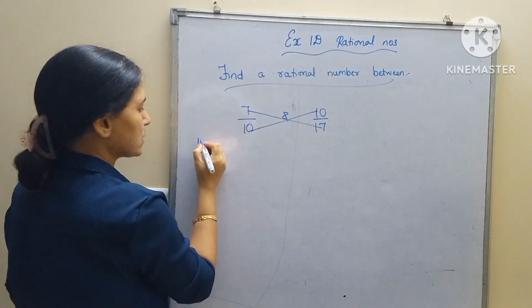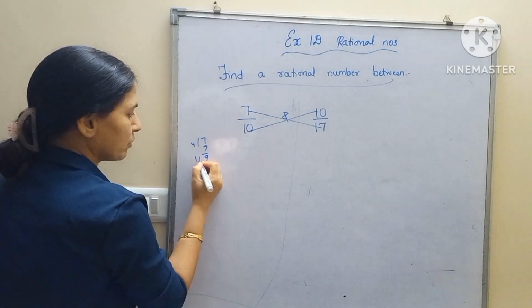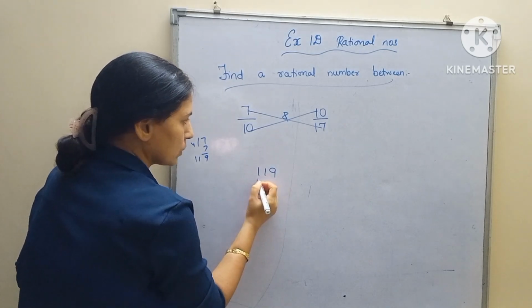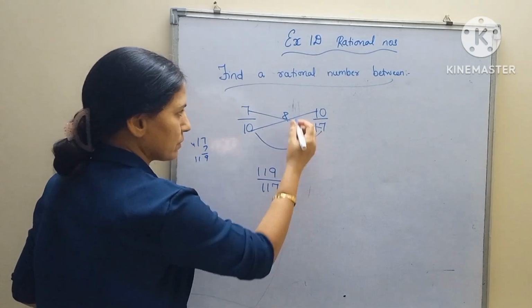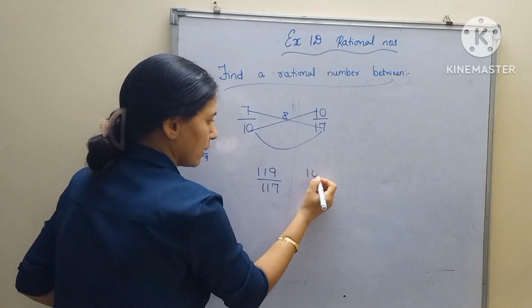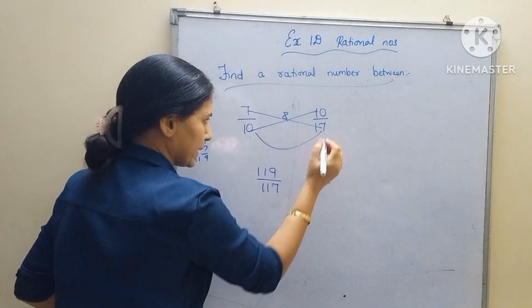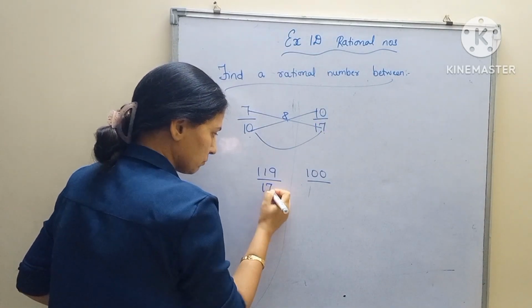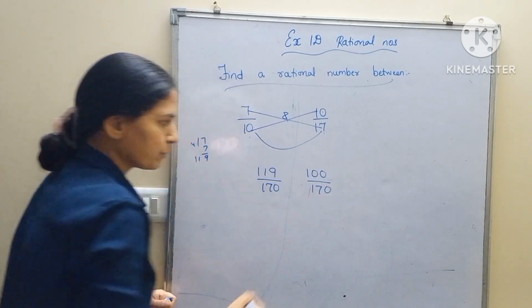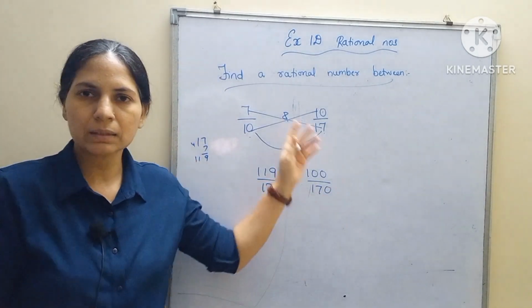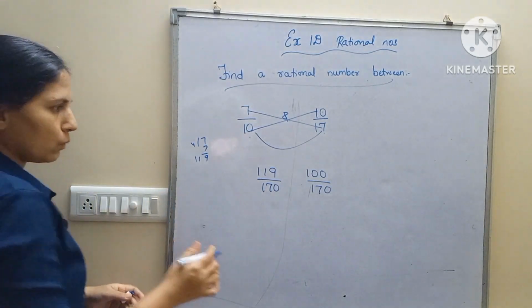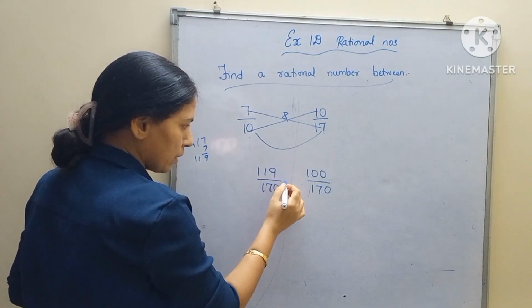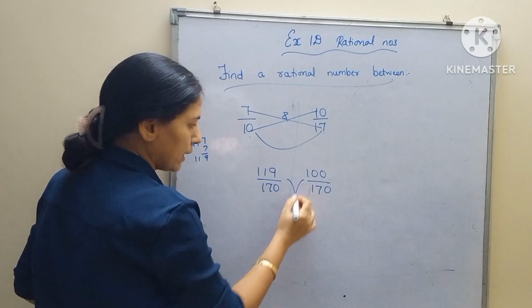What is 17 into 7? 119 upon, 17 tens are 170, 10 sevens are 100. Now these are the two numbers between which we have to find the number, okay? Now we have to find a number between 119 and 100.